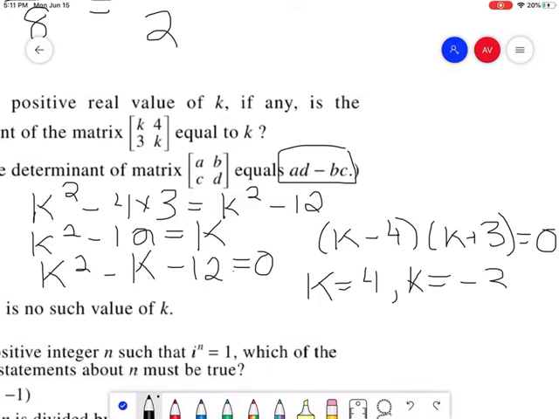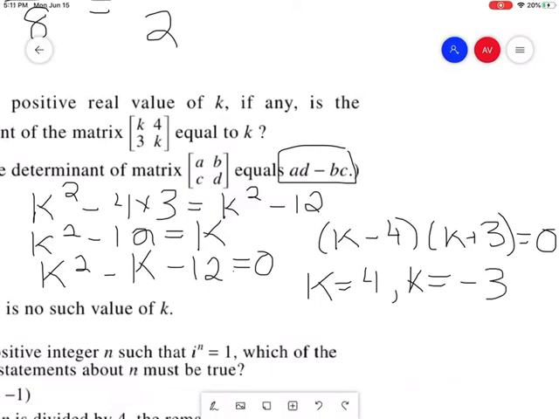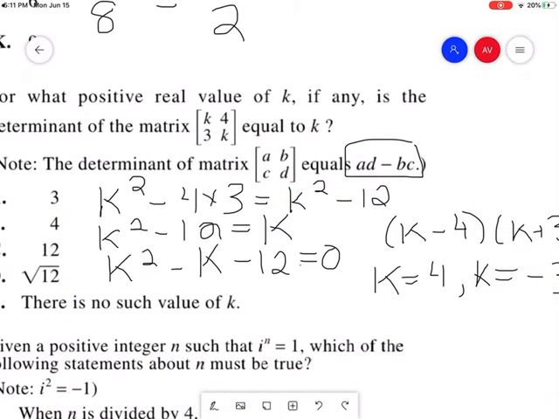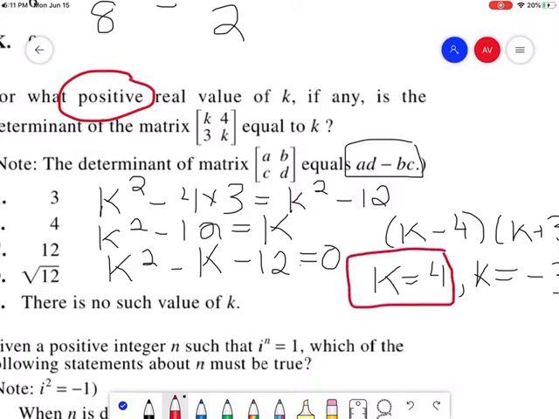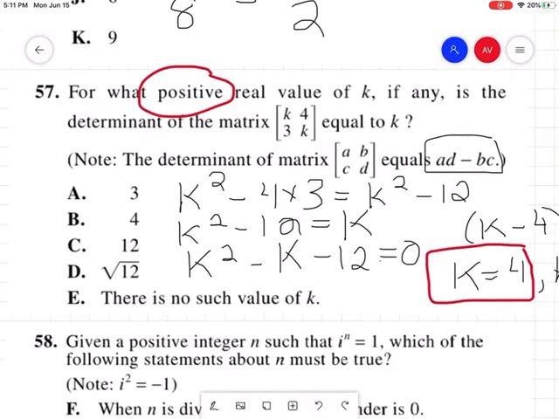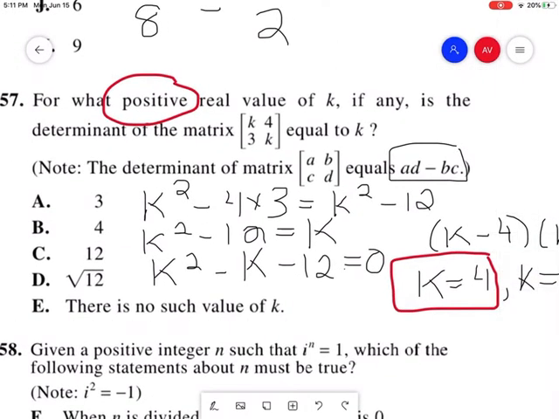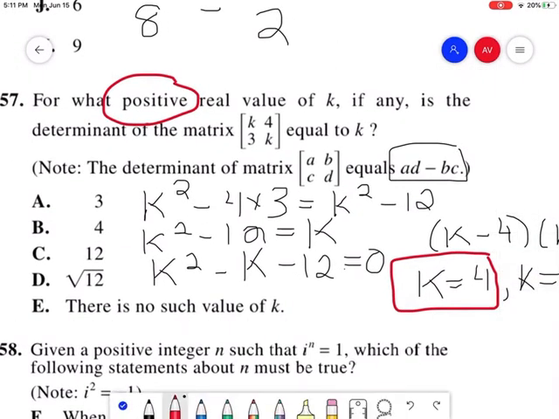So we have 2 possible answers here. But note, the problem says positive real value of k. Positive. And so the answer must be k equals 4. So just to make sure we have an answer like that, we're going to move over. And yes, indeed, we have k equals 4 right here, which is B. And so our answer to this problem is going to be B. Moving on.